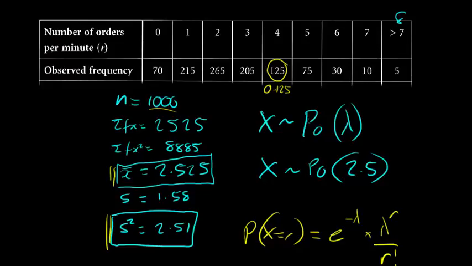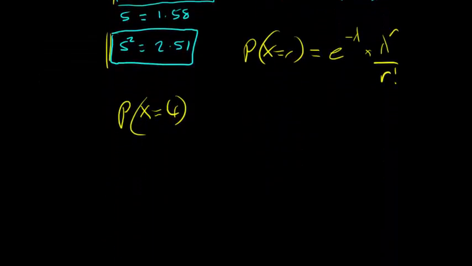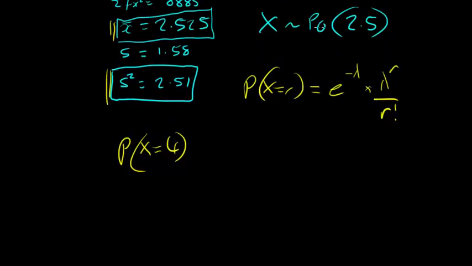And if I work out theoretically what the probability would be if I modelled it as a Poisson, then that will be e to the minus lambda, so minus 2.5, times lambda to the 4 over 4 factorial, which comes out to be 0.1336, and that, although not the same, is actually pretty similar.